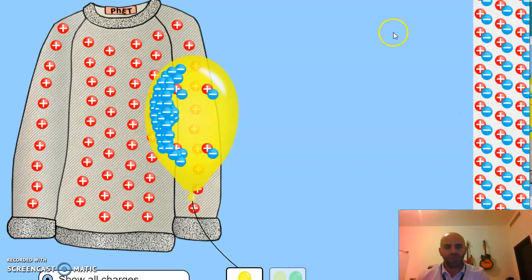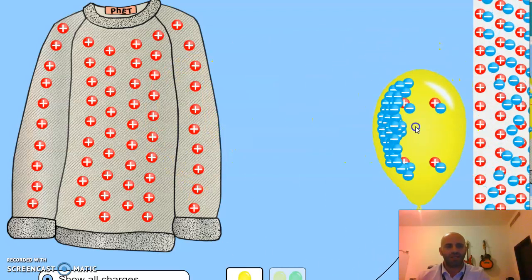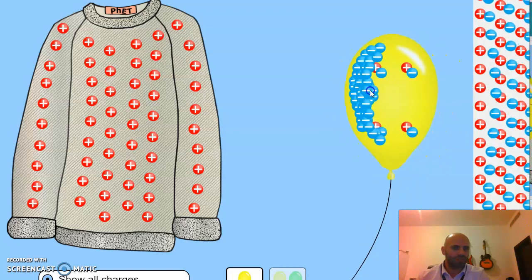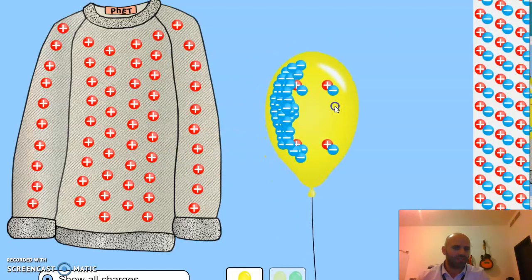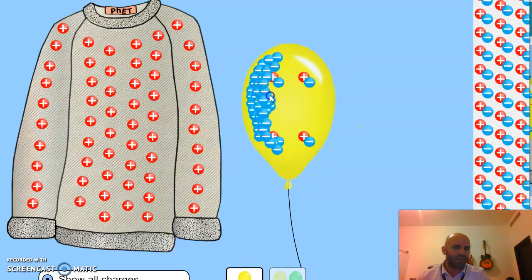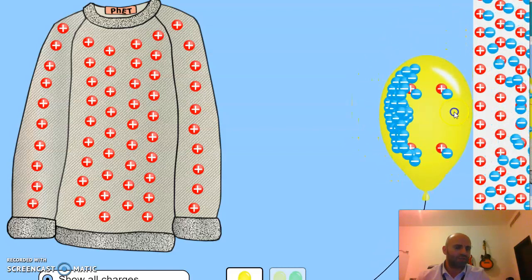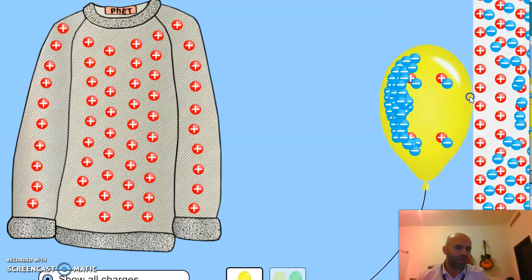I can add in a wall here on the right hand side, and I can see what happens when I force the balloon to go over here. So up until this point, it wants to go to the left because I've got more charge on the left. Then as I bring the balloon closer to the wall, if you notice, those negative electrons are actually pushed out of the way by the force of repulsion from these ones, and that allows an attractive force between those ones and the positive charges that are on this side.